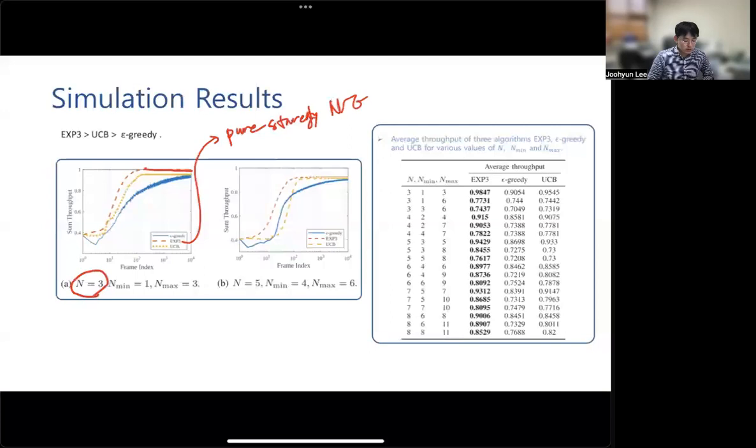So this is the result, and in the red graph, you can see that EXP3 shows the best case. As benchmarks, we tried 2 more bandit algorithms. The first one is epsilon-greedy, and the second one is UCB, or upper confidence bound. But we found that EXP3 is the best among these 3 multi-armed bandit algorithms.